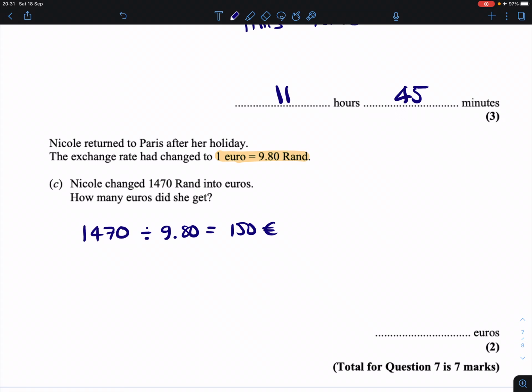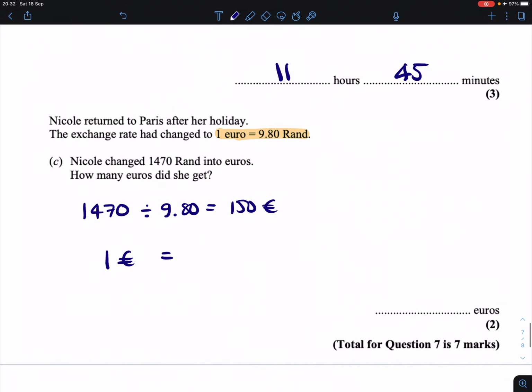If you're not sure about why you actually end up doing that, we can set it up using direct proportions similar to what we did the first time up here. That was €1 equals 9.80 Rand. We are looking for 1,470 Rand in terms of euros, so 1,470 goes here. And we're trying to figure out what it is that we multiply by to turn 9.8 into 1,470. Or you could figure out what 1 Rand is first, and then multiply that by 1,470.